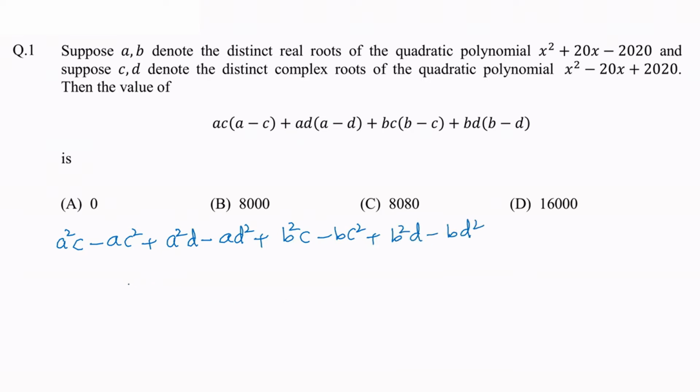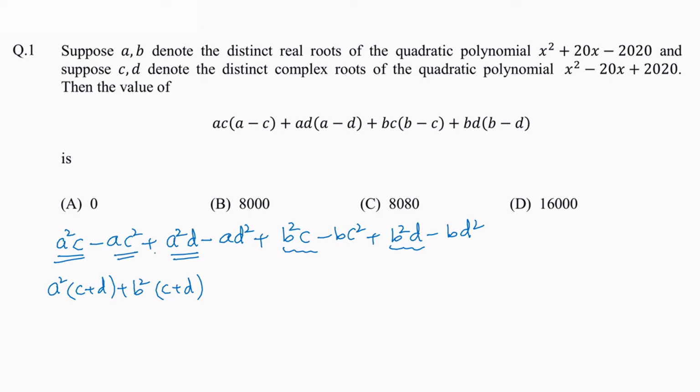So now you can directly see here some terms can be taken common, right? Which is completely different from whatever is given here. We are completely going to do a different type of factorization here. So let's see, we have a square c here and a square d here. From these two, if I take a square common, we are going to get c plus d. And similarly here we have b square c and b square d. So take b square common from this one, that will be b square times c plus d. And again, in a similar way, we can proceed with the remaining ones.